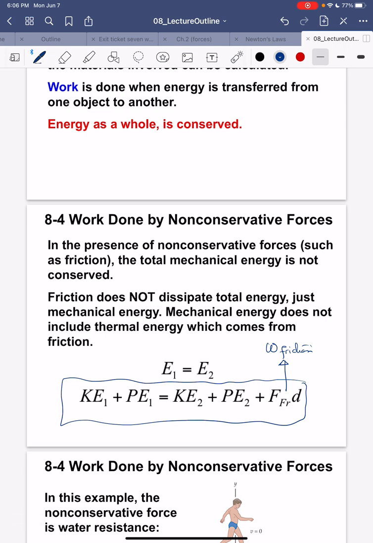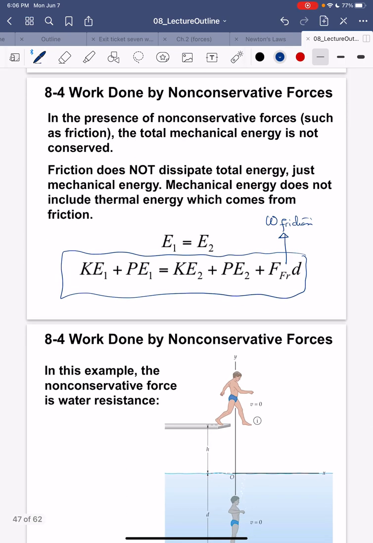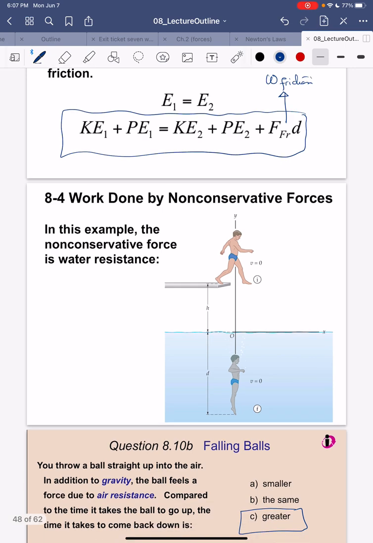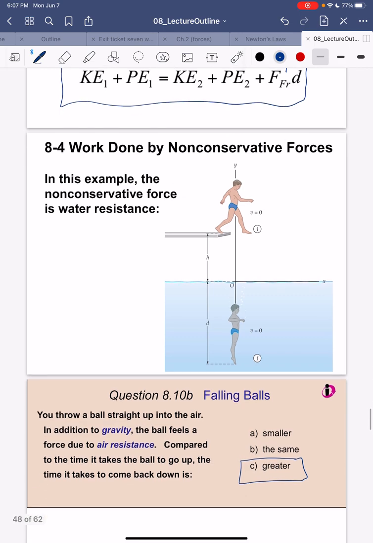Now, friction does not dissipate total energy, just the mechanical energy. And the mechanical energy does not include thermal energy, which comes from friction. And this is the reason why I need to include it here. Also, I'm talking in general, this equation can be used even if my force is non-conservative; it's not only friction, it can be any type of force. In this problem here, we have a non-conservative force. It is friction again, but it is water resistance.